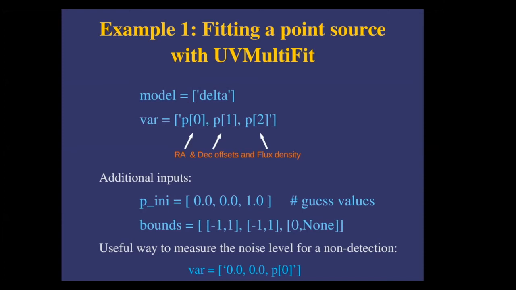So of course, it should not detect anything, but it will give you the uncertainties, the uncertainty on this flux value, and this uncertainty will give you the 1 sigma noise level for your non-detection, okay? Assuming that it's a point source. And then of course, this is in Jansky, but because it's a point source, then you can say that this is in Jansky per beam in your map.